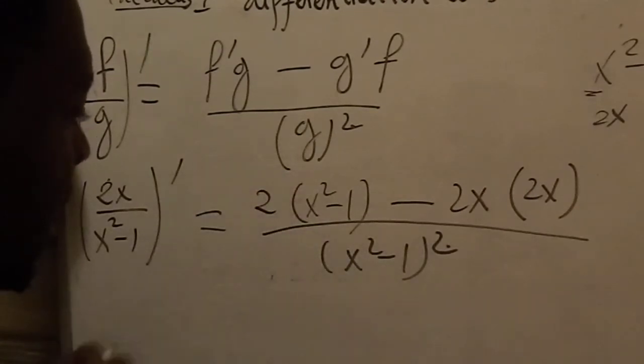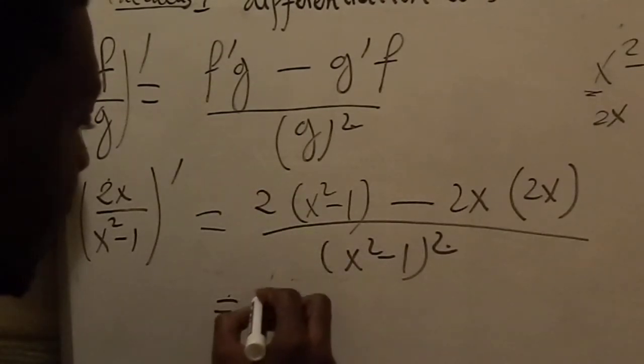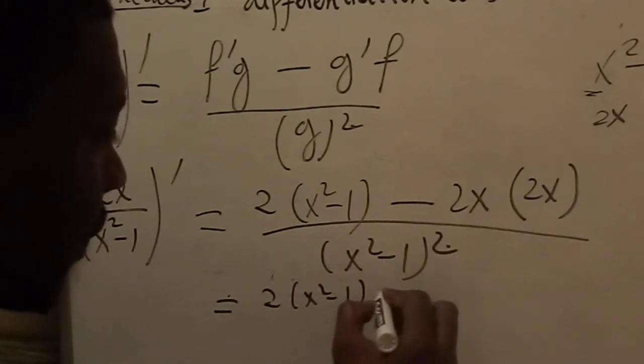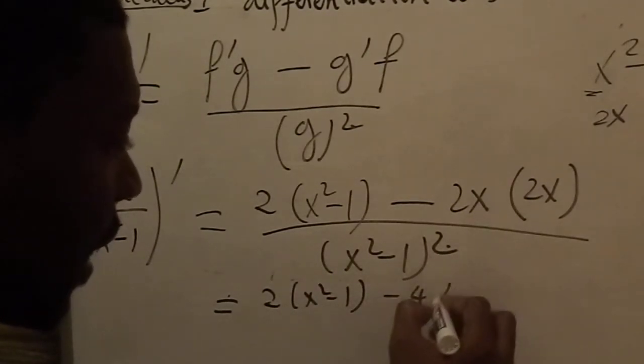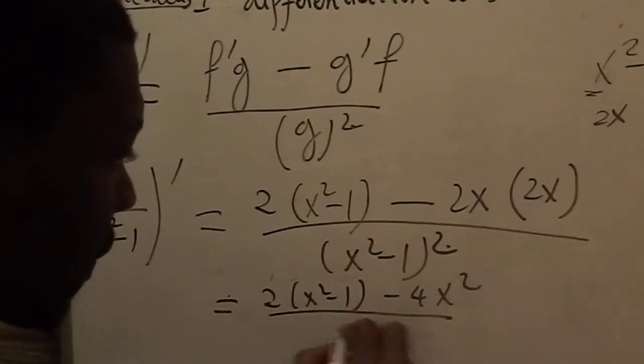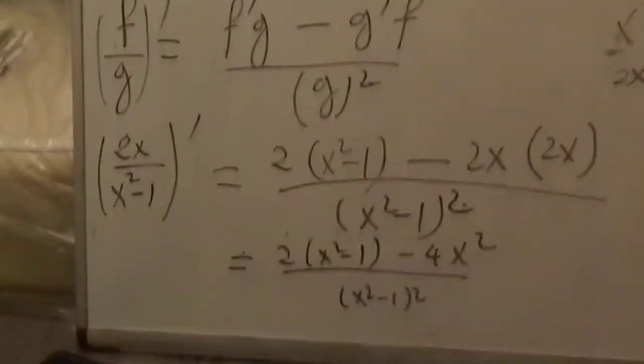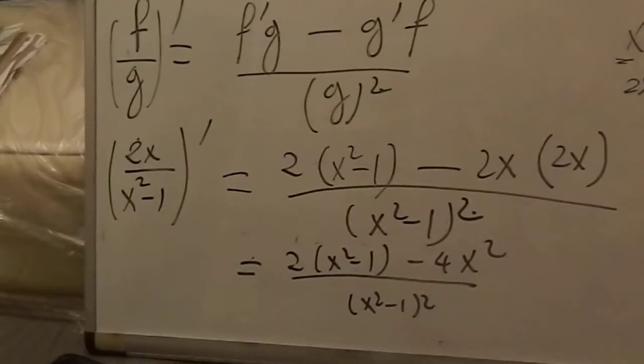Therefore, if I can erase it, you're going to see that your answer will be 2 times (x squared minus 1) minus 4x squared, over (x squared minus 1) squared, as you can see.